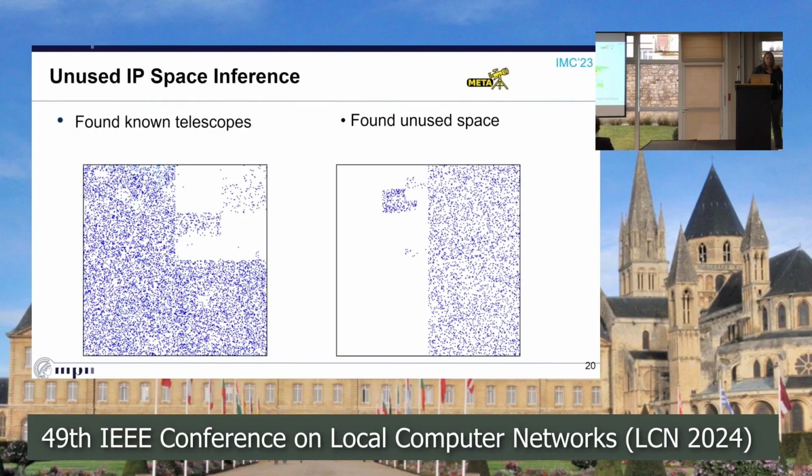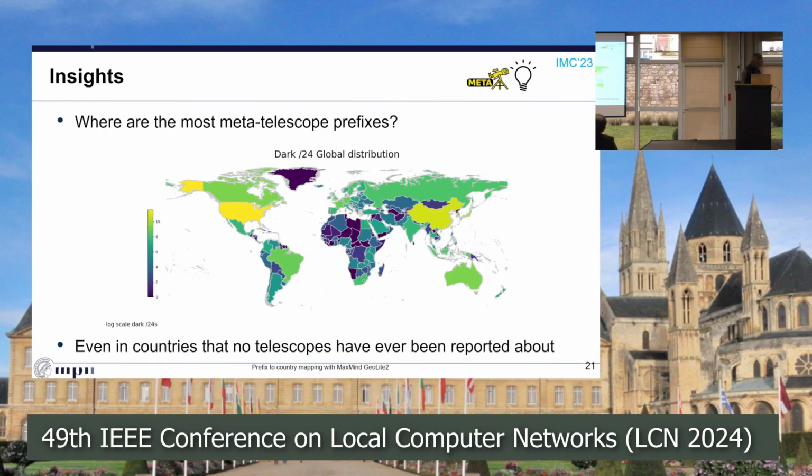Now, where are these meta-telescopes? Well, they are pretty much everywhere. And that is a big, big, big advantage of this approach, because the traditional telescopes are very much limited to the US and Europe. We don't have any in Asia or in any of the African countries. With the meta-telescopes, we suddenly have many more opportunities.